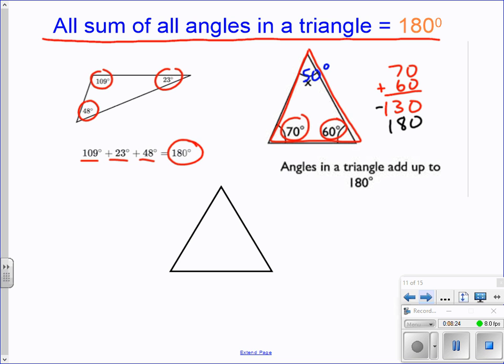If you've ever seen an equilateral triangle, it's got three equal sides, but more importantly for us, it's got three equal angles. So all of these angles are going to be equal. And you can figure out what they are by taking 180 and dividing it by 3, because they're all the same, and it goes in exactly 60 times. So each of these angles has to be 60 degrees, because it's an equilateral triangle.